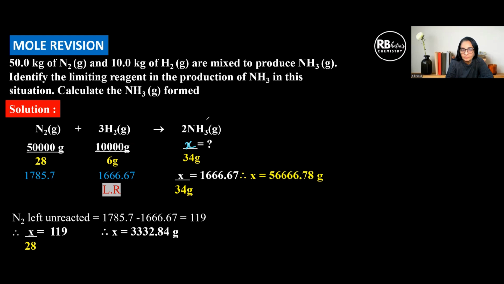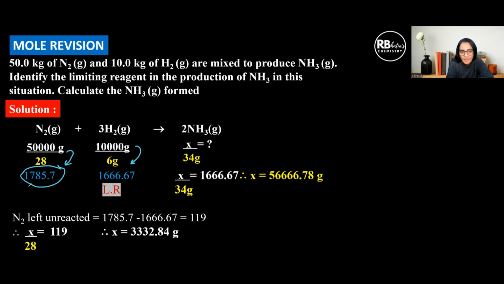Ammonia is asked. We have to calculate how much ammonia is going to be formed. So I'm going to divide this by the stoichiometric quantity, that is 2 into the molecular mass of ammonia, 17 gram. So 2 into 17, I get 34 gram. Clear? I find out these calculations.